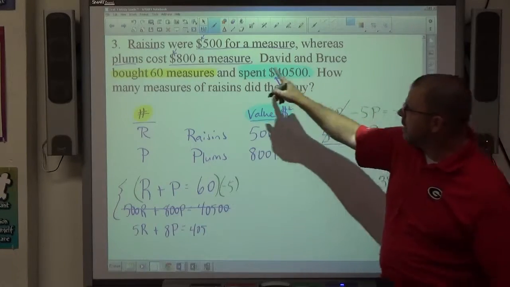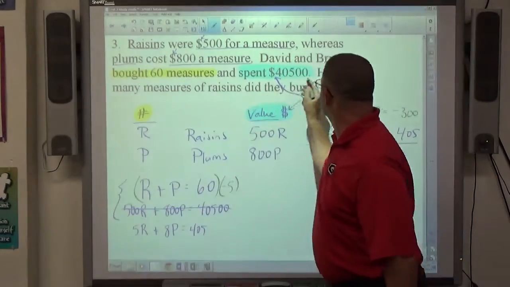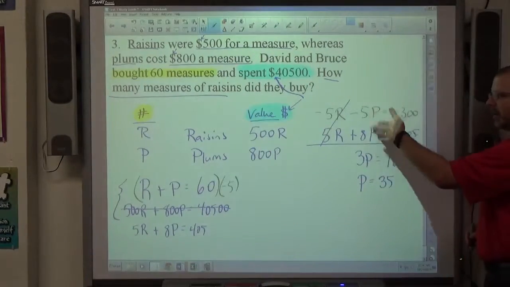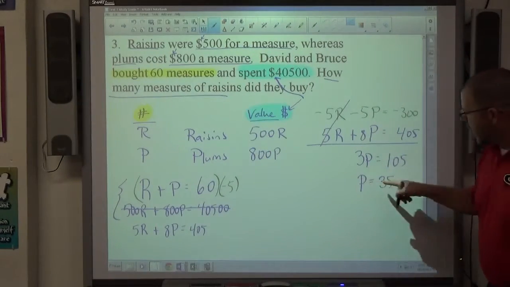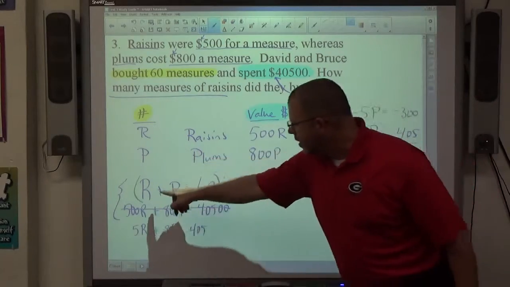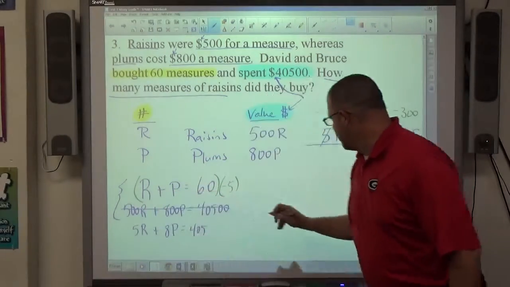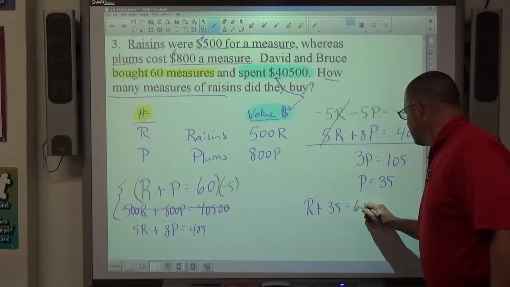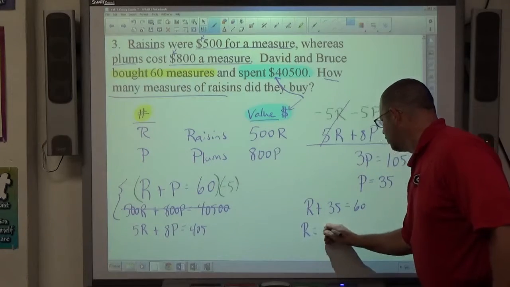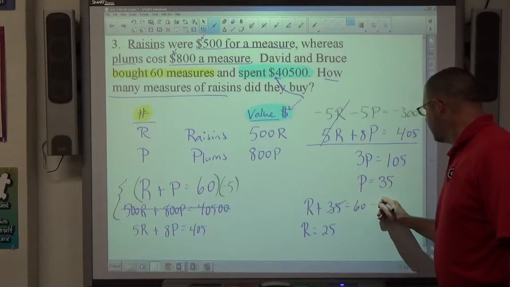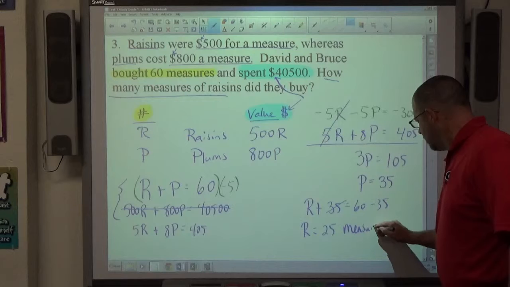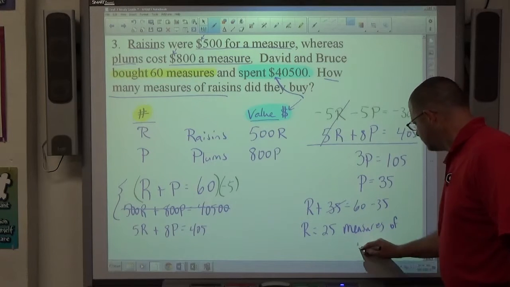The question asks how many measures of raisins did they buy. So maybe it would have been smarter to multiply by -8 to get rid of the plums, but I already did that. So P equals 35. To find R, R plus 35 equals 60, which gets me R is equal to 25, by moving the 35 over here and subtracting. 25 measures of raisins.